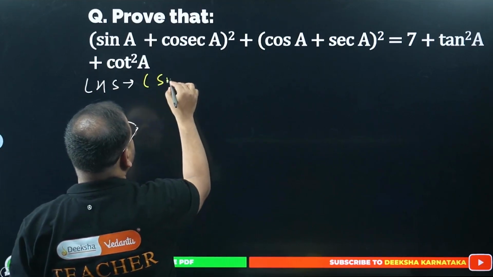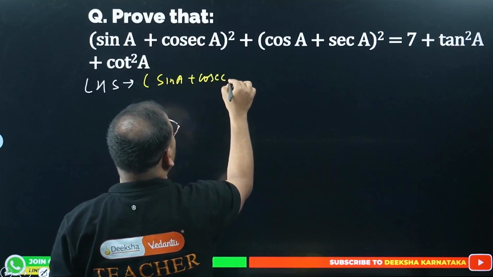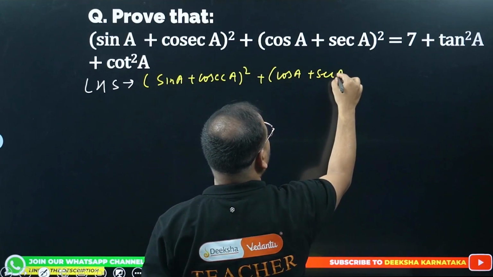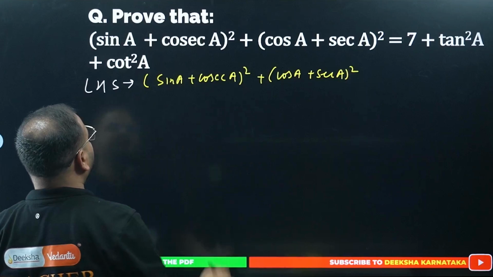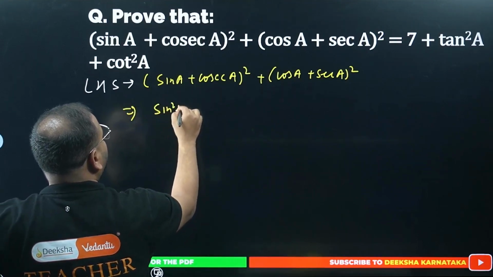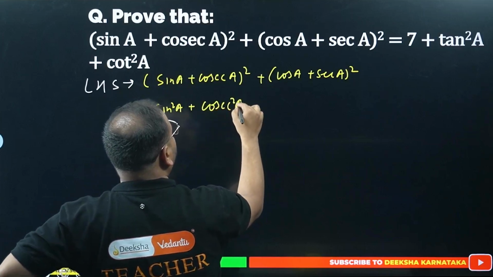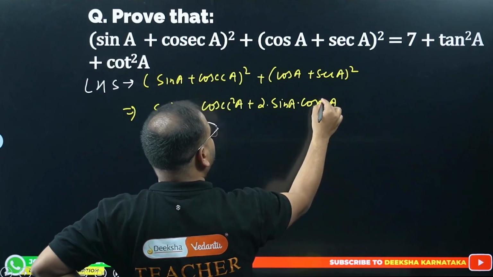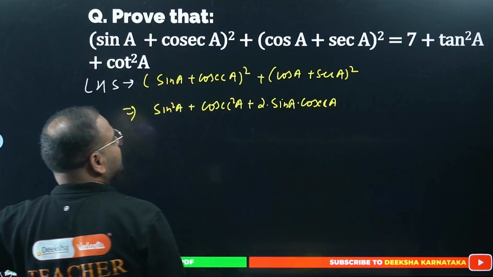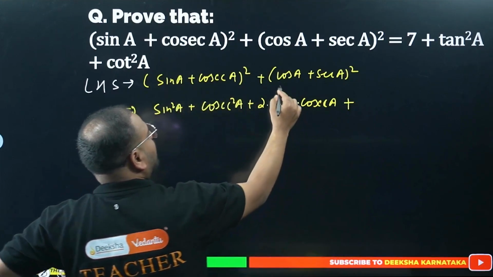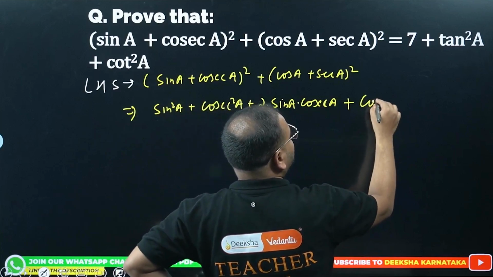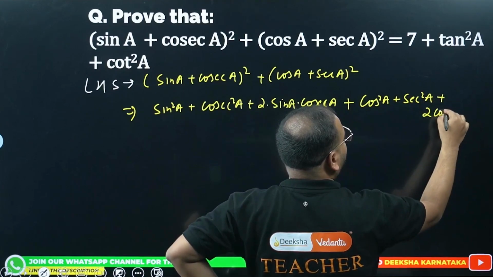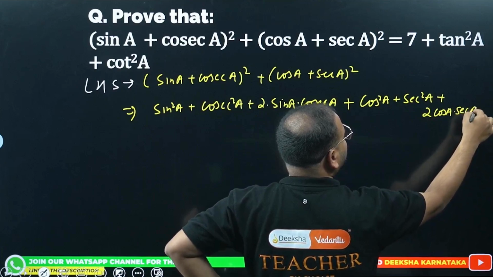What's the LHS? (Sin a plus cosec a) whole square plus (cos a plus sec a) whole square. What do we know of the (a plus b) whole square formula? A square. So sin square a plus cosec square a plus 2 times sin a into cosec a. First squaring is done. For the second part, (cos plus sec) whole square, I'll get cos square a plus sec square a plus 2 times cos a into sec a.